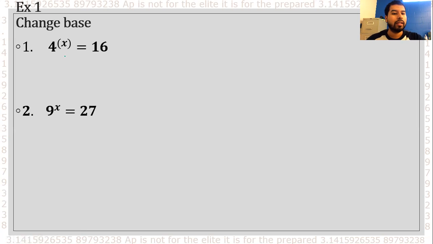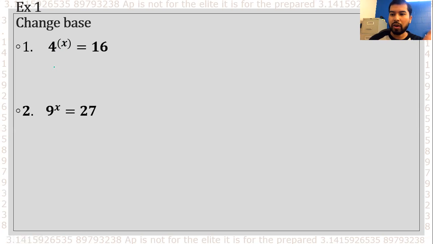Okay, so I have 4 to the x equals 16. So just based on what we saw, we can either do the factor tree or we can try to rewrite them. So I'm going to go ahead and focus on trying to rewrite these.